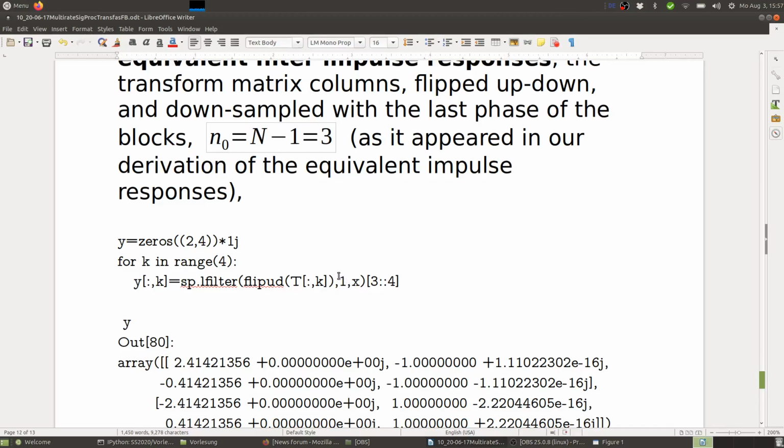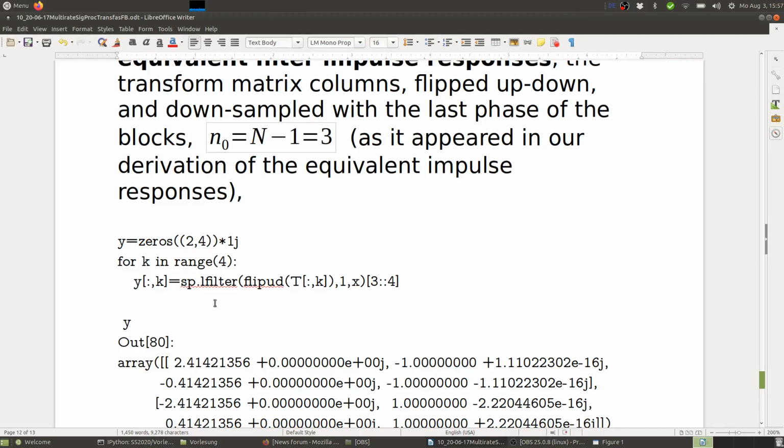And then you can see here this 1 refers to the feedback path, which we are not using here, that's why it's a 1. And then x is our signal, our sinusoid. And we just take the samples from 3 onwards because we start at sample number 3, right here, n naught is sample number 3, and we downsample by a factor of capital N equals 4, right? So this is now the downsampling.